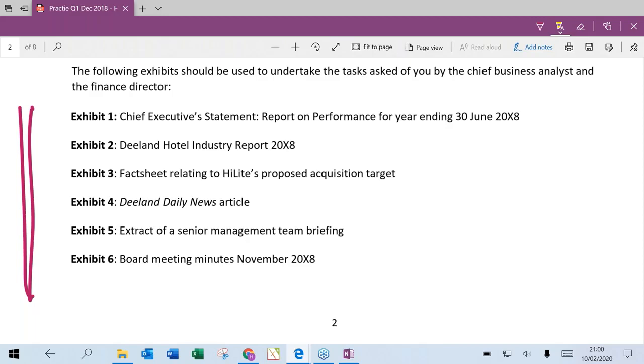D-Land news article. Generally, these articles cover multiple information. So maybe this can be used in multiple questions. Extract of senior management team briefing. I don't know, it might cover multiple questions. And board meeting minutes. Normally, board meeting minutes is an exhibit which covers multiple requirements. Okay. So the reason why I'm taking you through this 1 to 1 or multiple is that tomorrow I will explain how this can save your time. Normally, CEO statements, board meetings, annual report, these are multiple exhibits, like multiple requirements, and other than that, 1 to 1, right?